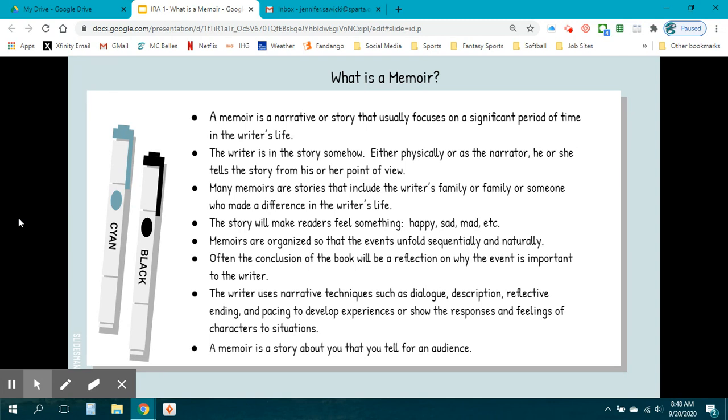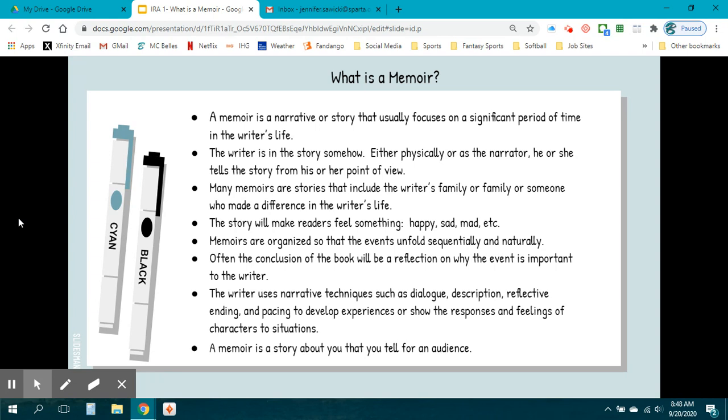Many memoirs are stories that include the writer's family, or someone who made a difference in the writer's life. So, for instance, you saw that grandma and grandpa were in there. Her dad was in there with water skiing. So she focused in on those special times. Now, it could be a special friend as well. If you're writing a memoir, maybe they were with you.